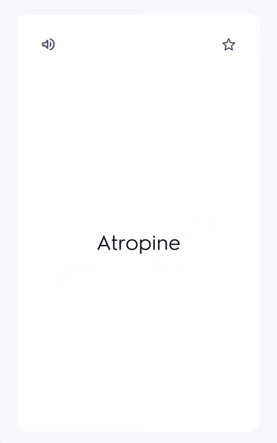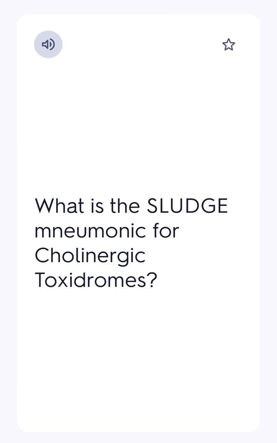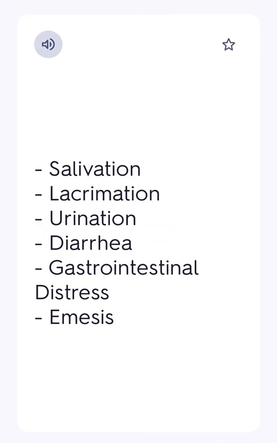Atropine. What is the SLUDGE mnemonic for cholinergic toxidromes? Salivation, lacrimation, urination, diarrhea, gastrointestinal distress, emesis.